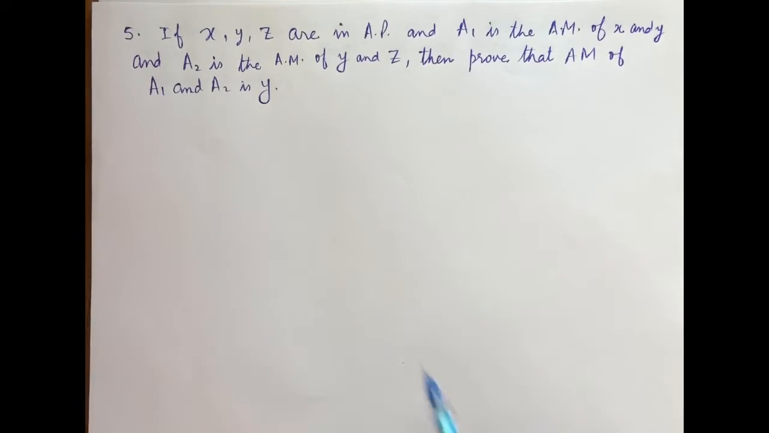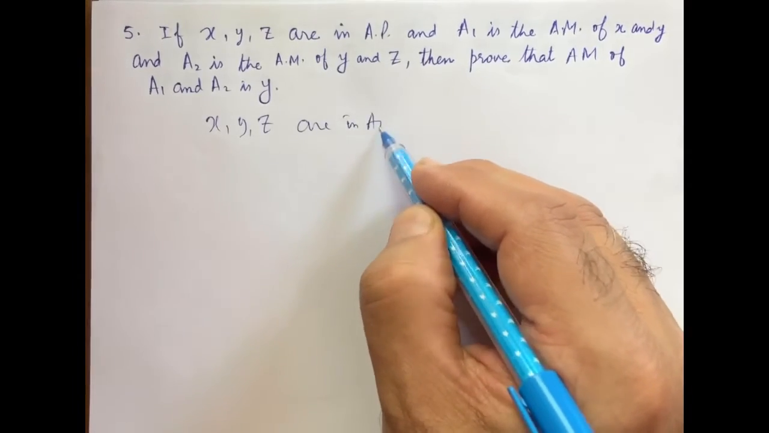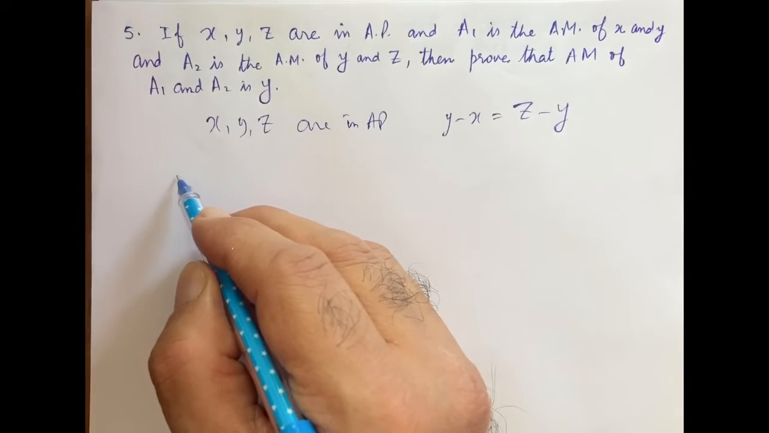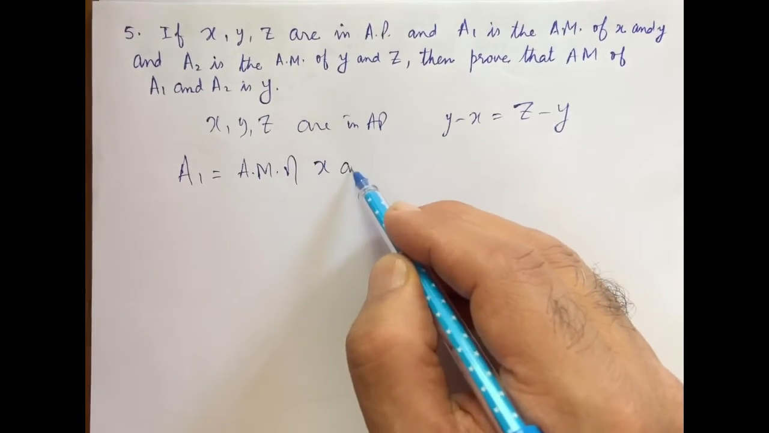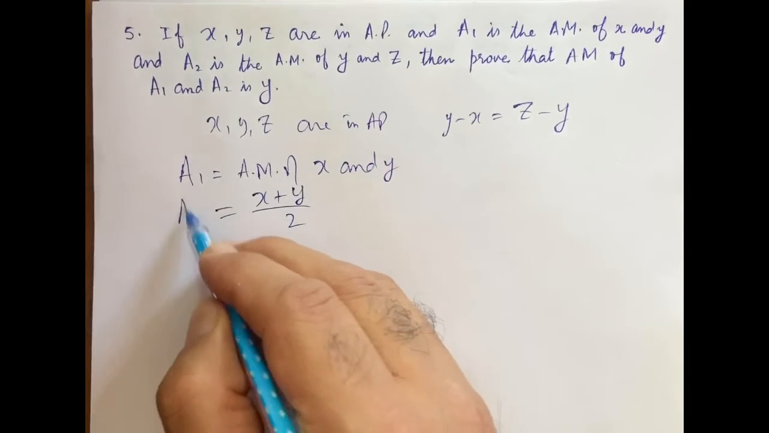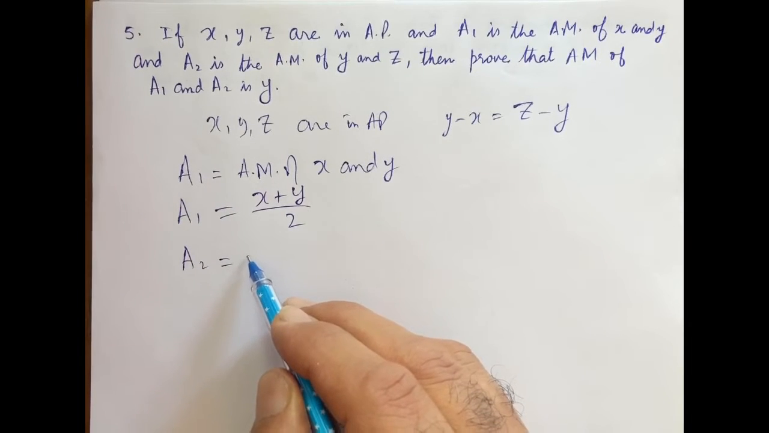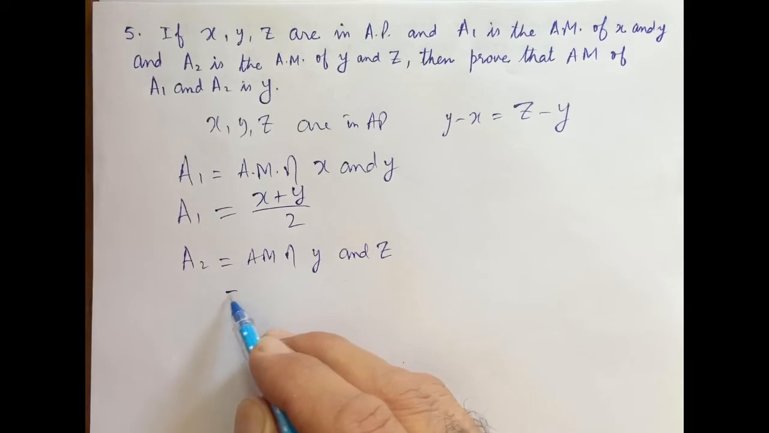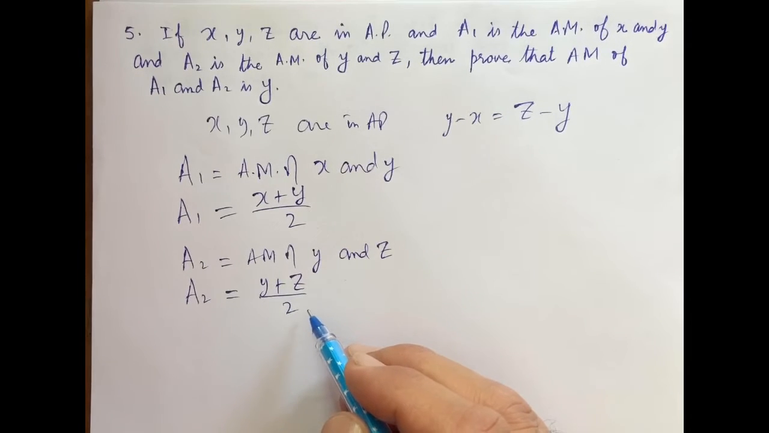Next question, x, y, z are in AP. So this means y minus x is equal to z minus y. Then A1 is arithmetic mean of x and y. Arithmetic mean of x and y means it's x plus y by 2. So A1 is x plus y by 2. What is A2? This is arithmetic mean of y and z. So this means it's y plus z upon 2. A2 is y plus z upon 2.